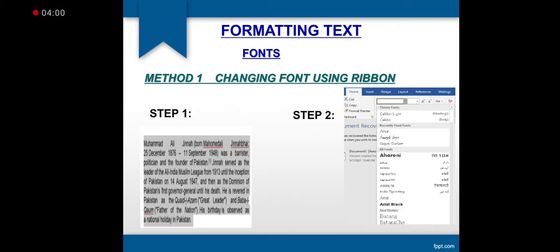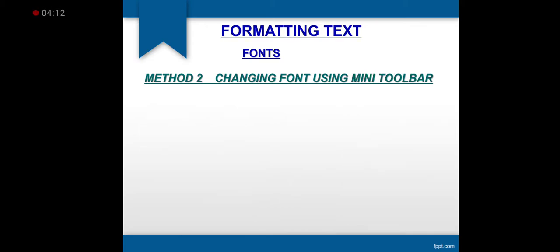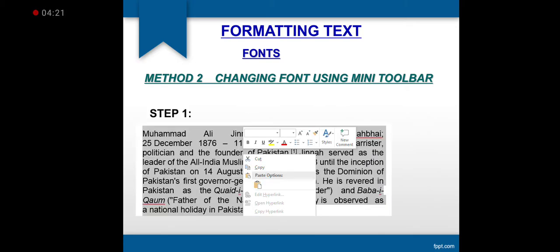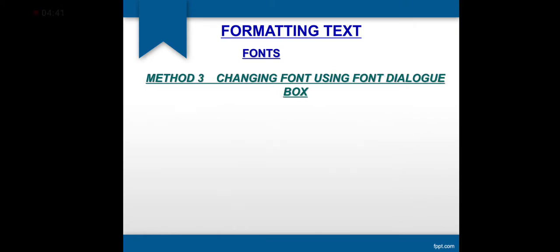Now go to the home tab and you will see a font list. You will click the arrow and you will be able to see the font list. You can select whichever font you want to change the text into. Second method is to change font using mini toolbar. You have to select all the text whose font you want to change and then right click it. When you right click it, the mini toolbar will appear. Here the same font option will appear. You can click on the arrow and the font list will appear. You can select whichever font you want to change the text into.